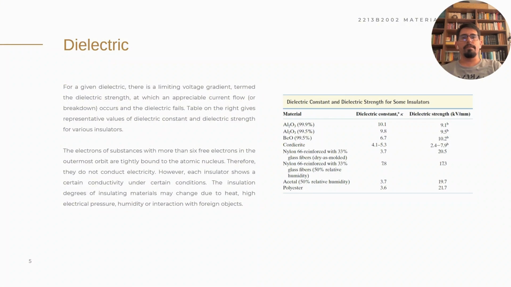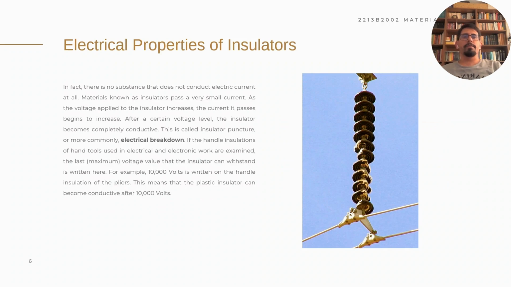Also, we should note something about the atomic structure. Materials that have more than six electrons in their outer shell usually have those electrons tightly bound to the nucleus. That's one reason they don't conduct electricity well. But no insulator is perfect. Under certain conditions like high heat, high voltage, moisture, or contact with other materials, they might start to conduct a little current. So the dielectric strength and constant help us figure out where and how to use these materials safely in electronics.